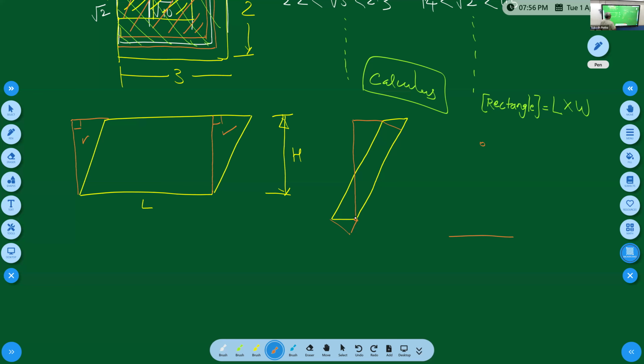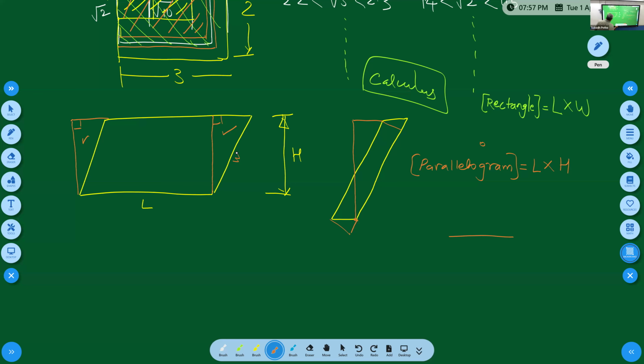Okay, so area of a parallelogram again is equal to length into height. It is not this side W we are using, it is the height of parallelogram which we are using. And because it is rectangle.